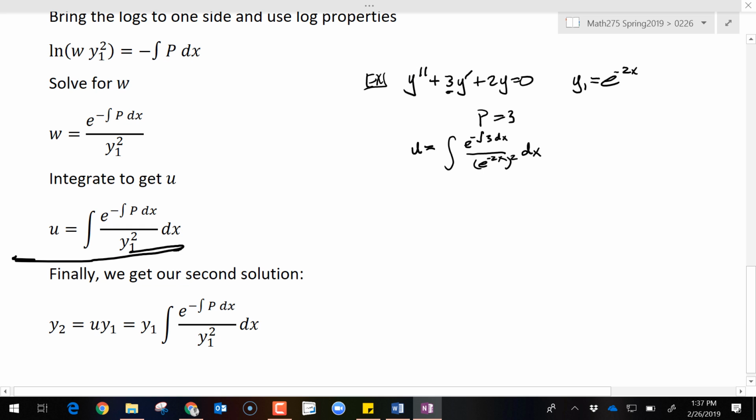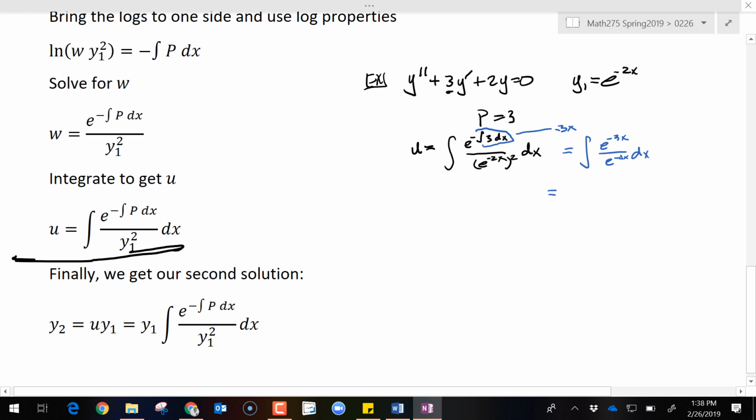I think the first thing we need to figure out is this. This is going to be 3x. And the constants, the plus c's, let's not do the plus c's until the very end. So this will be a negative. So we're really integrating e to the negative 3x divided by e to the negative 4x dx. Is that right?